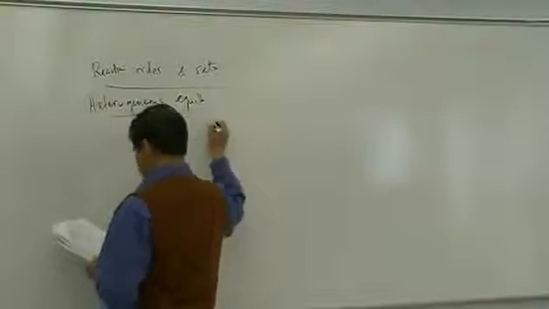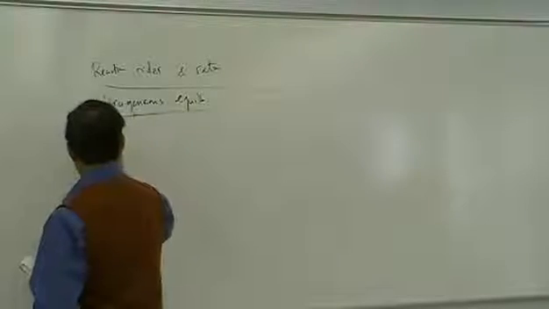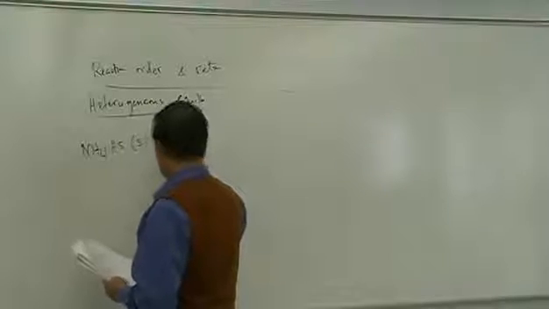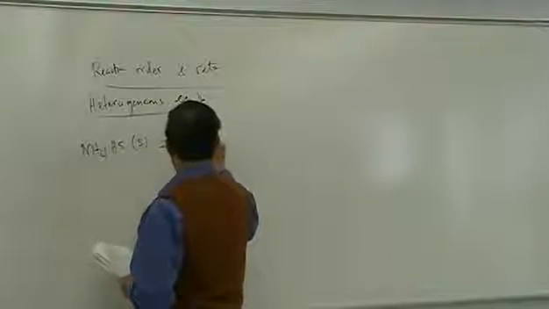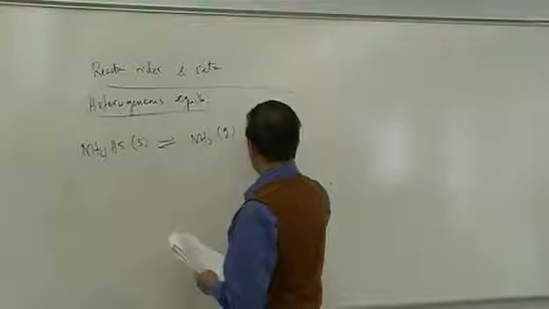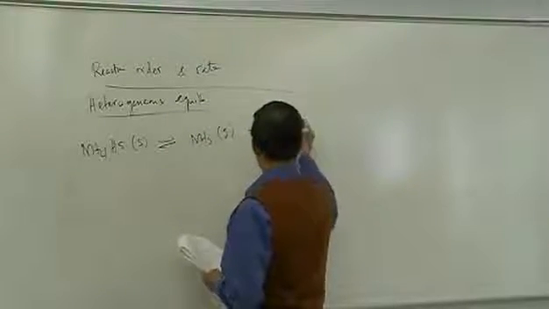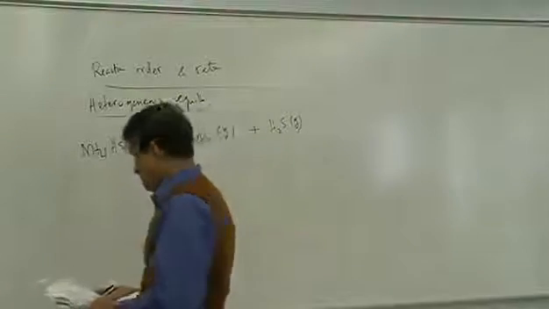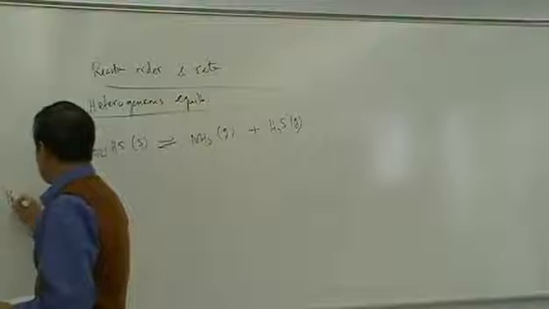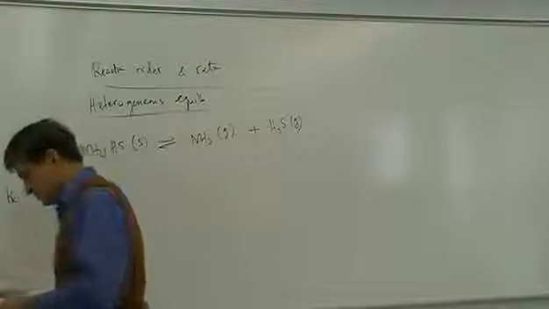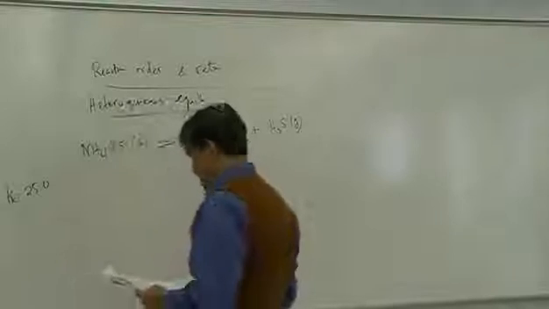Heterogeneous equilibrium. NH4HS, solid, giving NH3 gas plus H2S gas. Now this is the reaction. Let's assume that I have a Kc value of 25. I'm using some of the simpler numbers so that we can explain this.